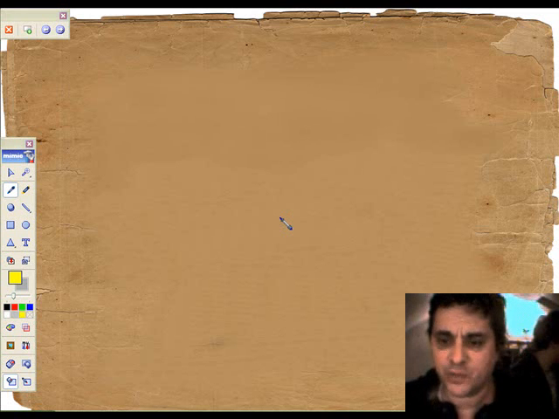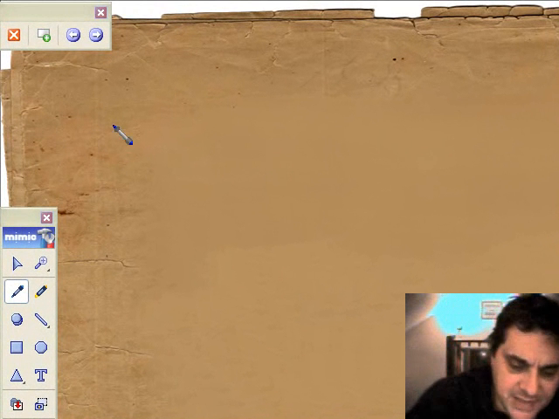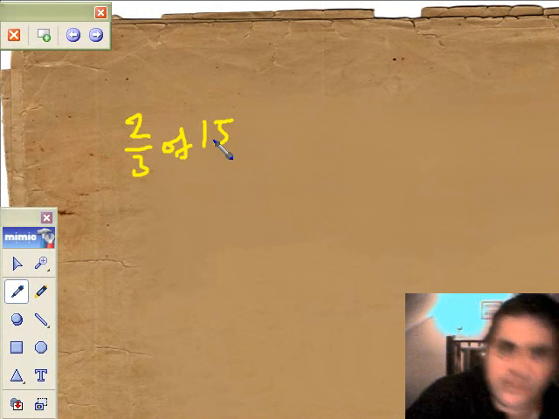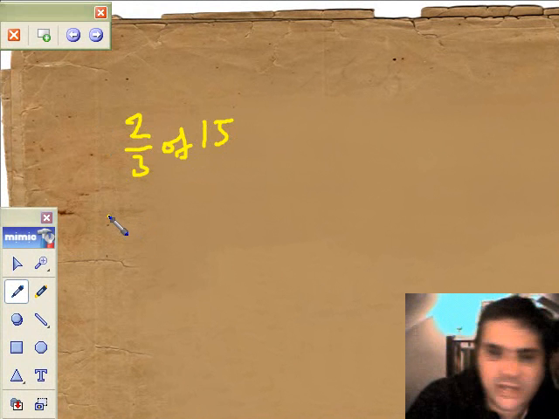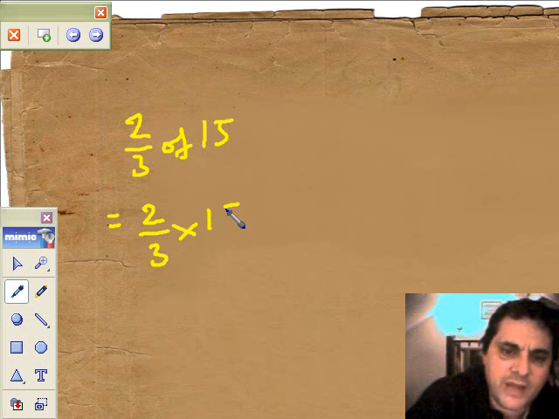Right then, it's Unit 1.6 Fractions of Quantities, working on page 19. Question 1a asks us this. It says, what is 2/3 of 15? Now if we translate this using our maths knowledge, we're actually saying 2/3 multiplied by 15.